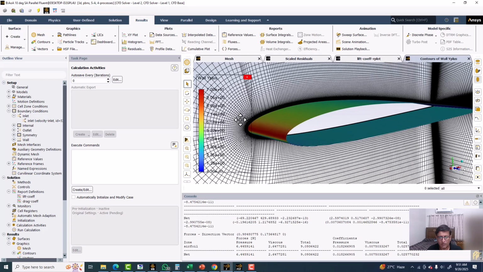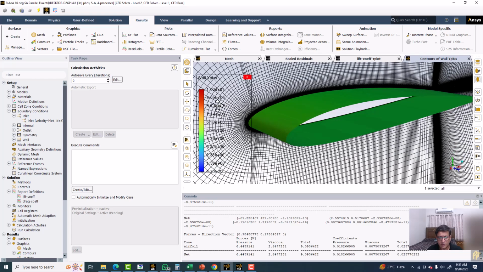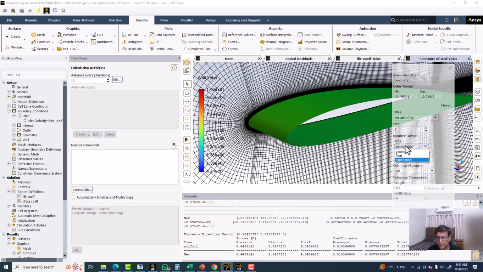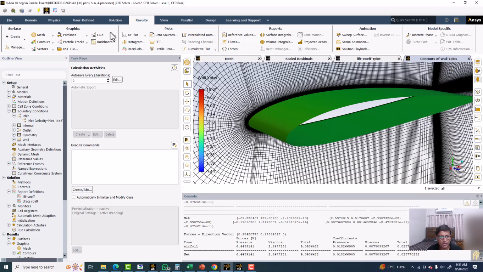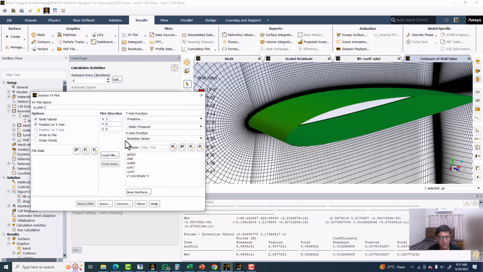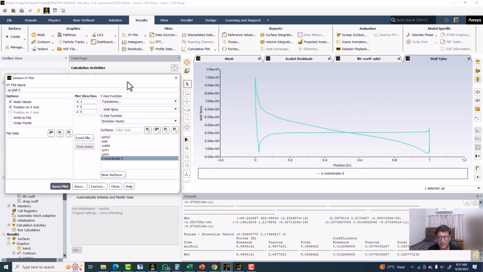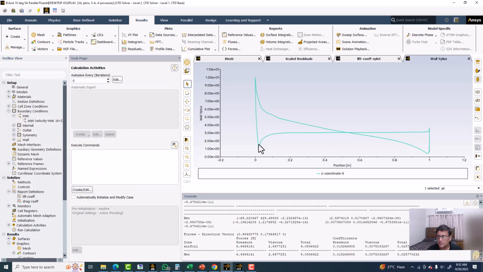So this is the wall y plus in terms of contour plots. Now if I go for the XY plot, I will go to the turbulence, and from here I will go with the wall y plus and the z coordinate 5, and click on save plot. So you can see the maximum value is on the leading edge, and the average value might be around 3 or 3.5 or 2.5, somewhere in between those values.